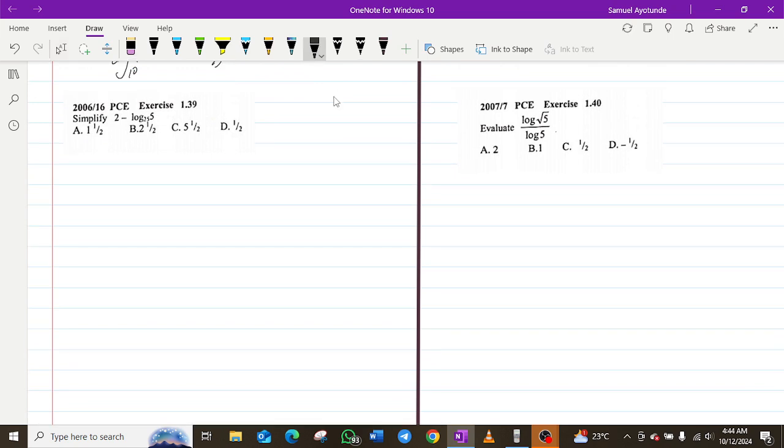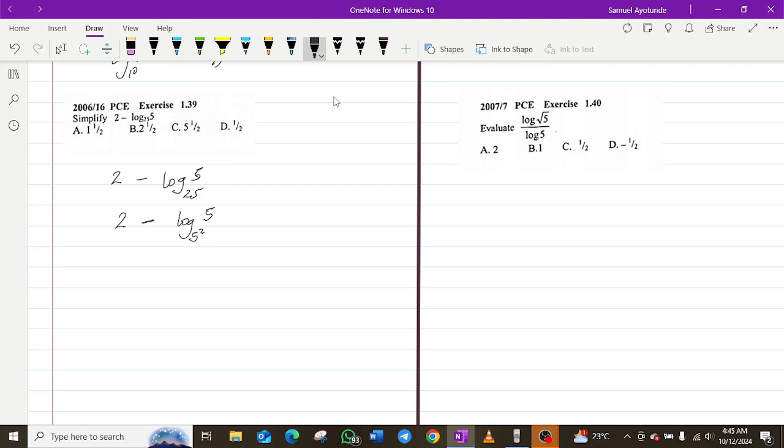So let's solve this. 2 minus log base 25, and the argument is 5. So what we do here, we have 2 minus, we change the base to a power of 5 so that there will be similarity between the argument and the base. So instead of leaving it as 25, we change it to a power of 5. So I have 5 here, then I will have 5 raised to power 2, because 25 is equal to 5 raised to power 2.